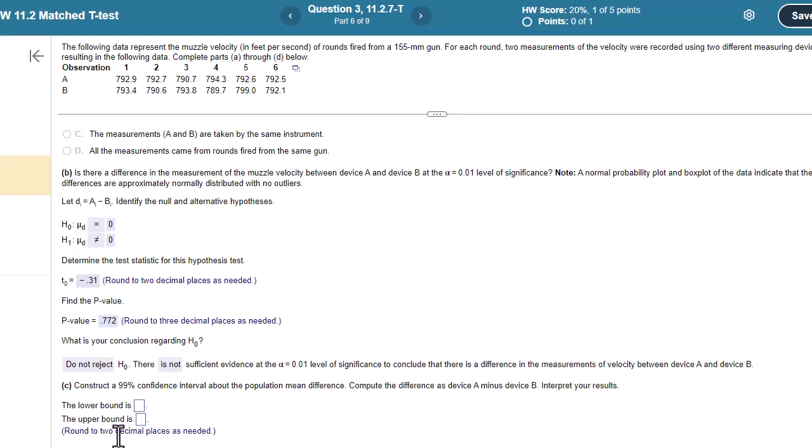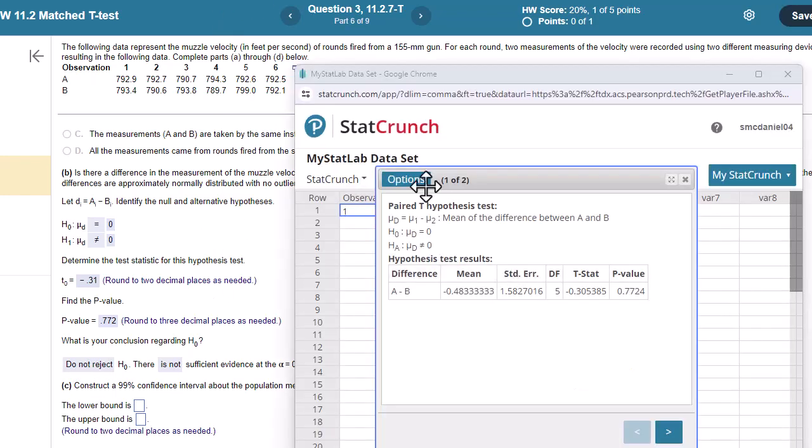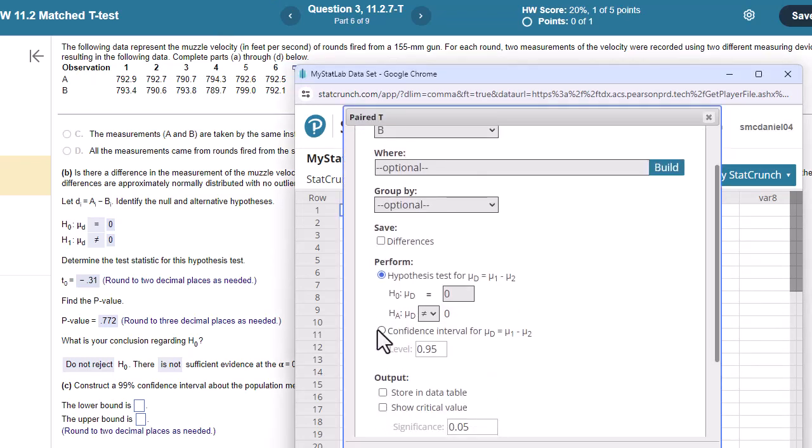Now let's construct a 99% confidence interval. We usually don't do this; we're doing this for instructional purposes. If there were a difference, you definitely want to know how much of a difference there is, and in which direction. But here it's just instructive. So I don't have to redo anything except go back to Options and Edit. Now let's choose confidence interval. It says 95, so let me change that to 99.